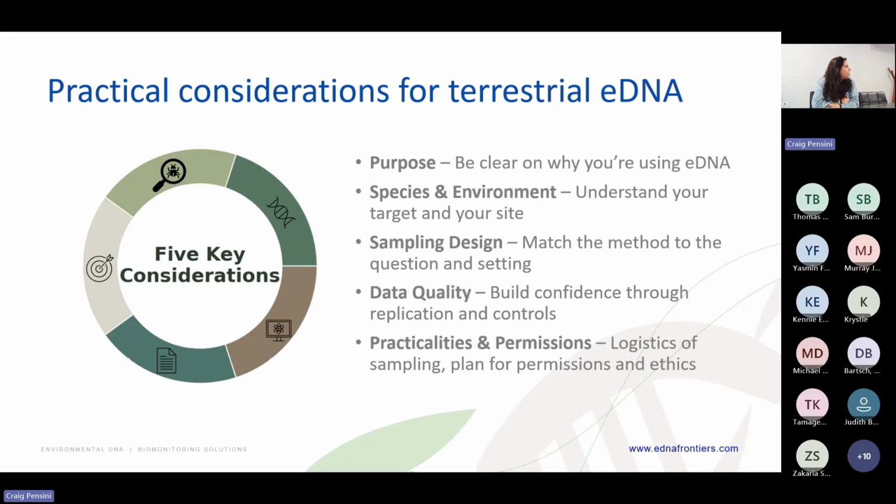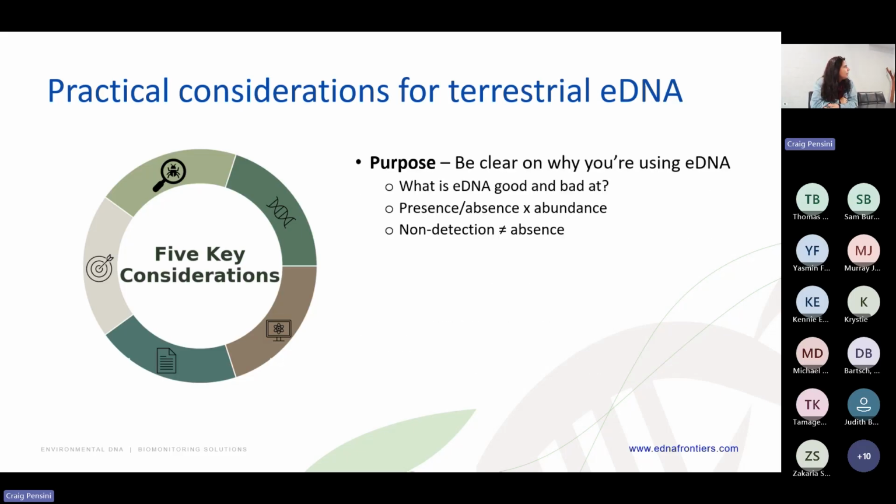So the first thing is the purpose. We have to be clear in what DNA can and cannot do. Next slide, please. So eDNA is very, very good at detecting presence or absence, but I'll talk about absence in a little bit. But it's very bad at detecting abundance of species because there are many factors that can influence the abundance of DNA we detect. So if you want to answer yes or no, I found this, I did not find this, eDNA is very good.